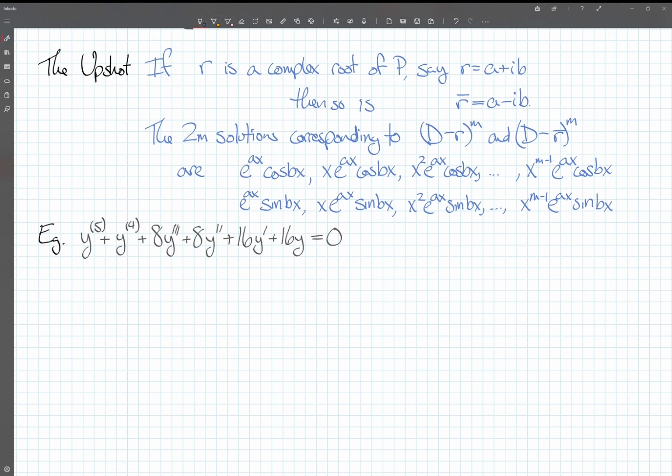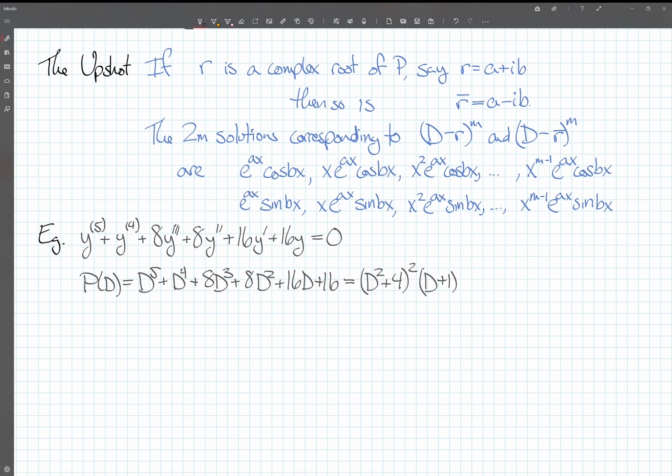Okay, so this is an order 5 equation. Let's go ahead and write down the auxiliary polynomial. And it turns out that it factors pretty cleanly. All right, that's factored all the way that we can. So the first root we're going to see is r equals minus 1. Let's take care of that right away. The other roots are given by solving (r squared plus 4) squared equals 0. So r is going to be either 2i or minus 2i.